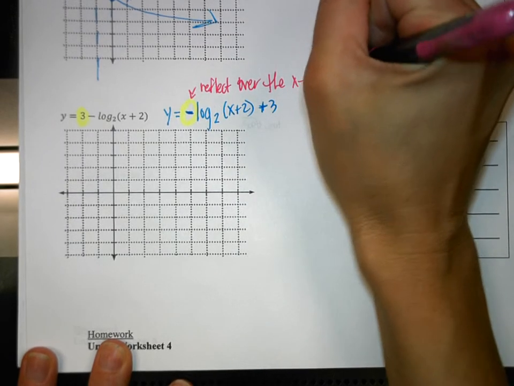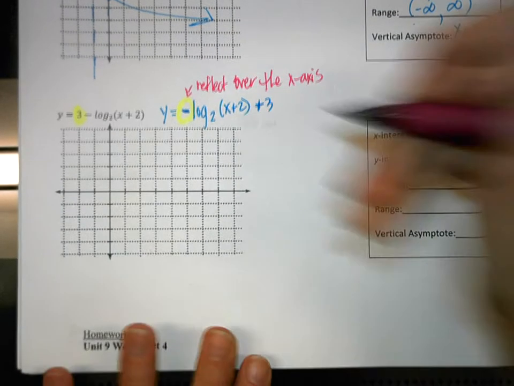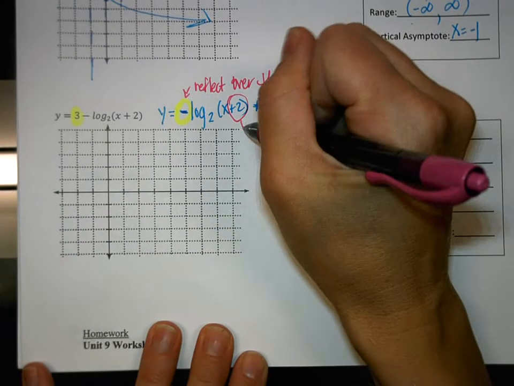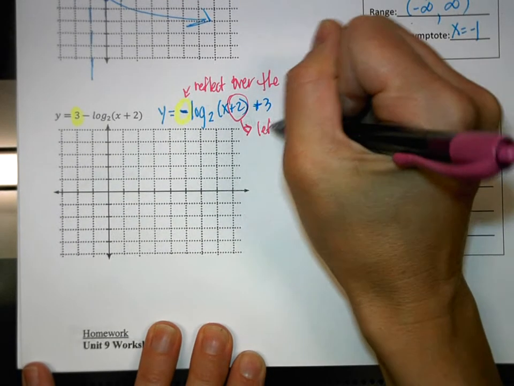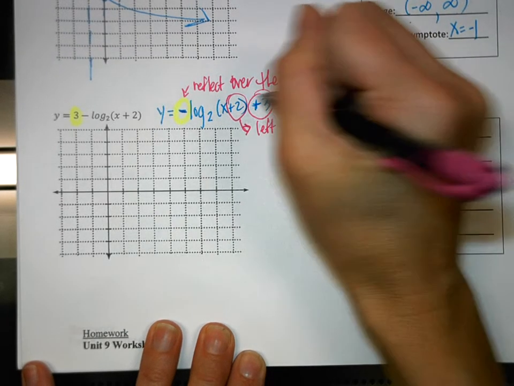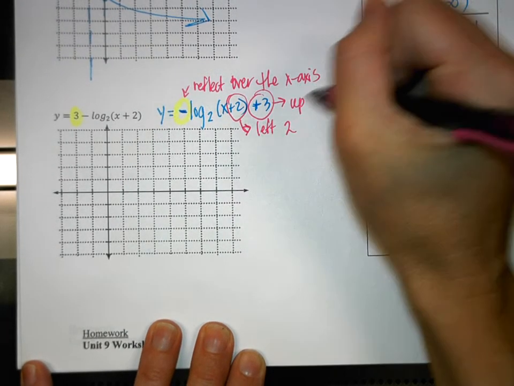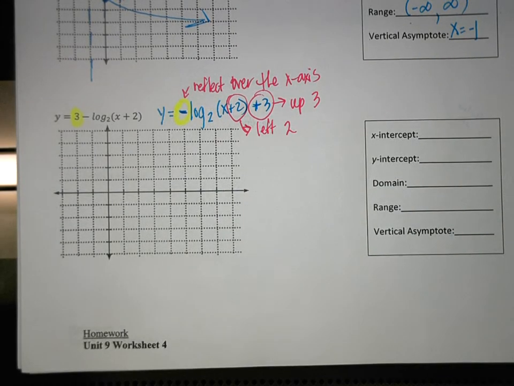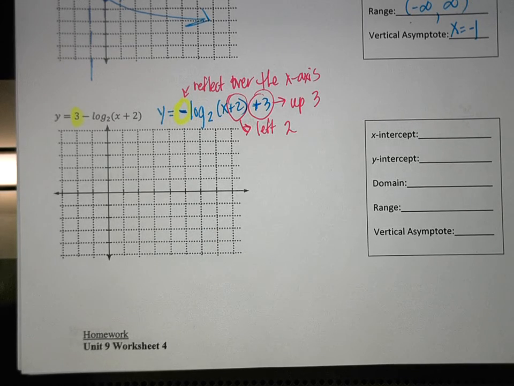Okay, I heard that. Okay, this next part right here, what does that mean? Well done. It's like you can even read my mind now. Okay, left 2, and then we have up 3. The next thing is we should always start with our starting points. Good. And what are those starting points?